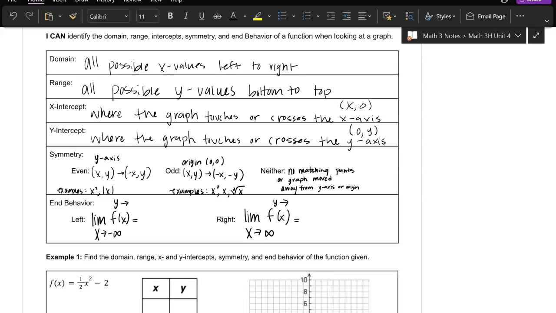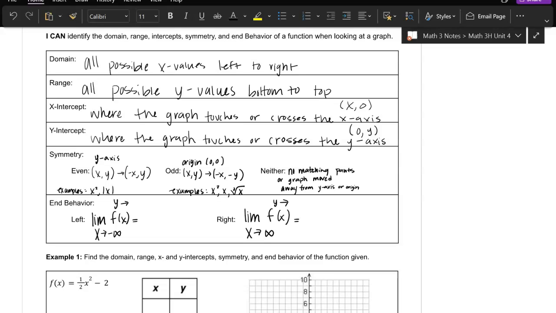Symmetry on the y-axis is your even functions, so you have (x, y), and then if you put a negative in for x, you'll get the same y value out. Examples would be your x squared or your absolute value of x.